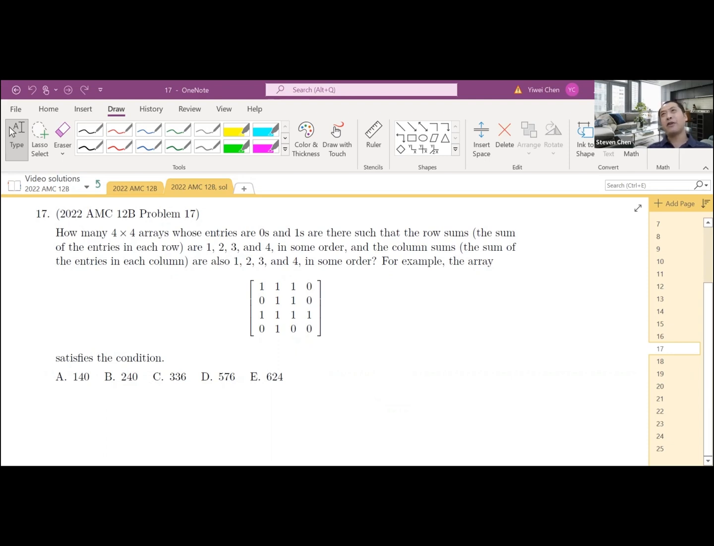You can do casework analysis or whatever, but that would not be a very efficient approach to solve the problem. So before starting counting, I want to first explore some structural properties of such a matrix. Actually, I observed the following facts.